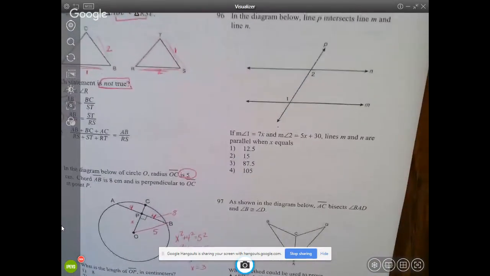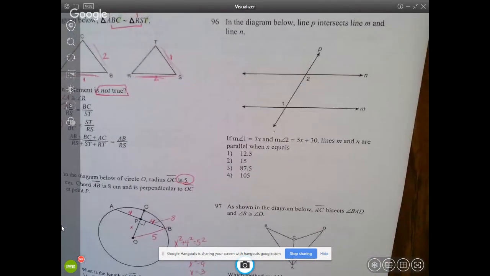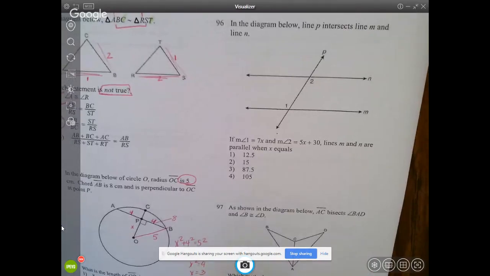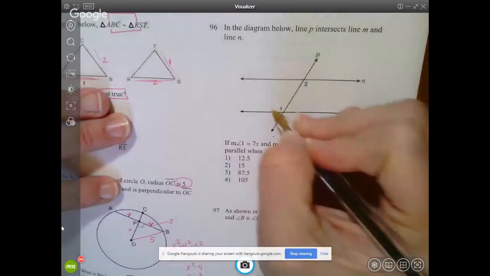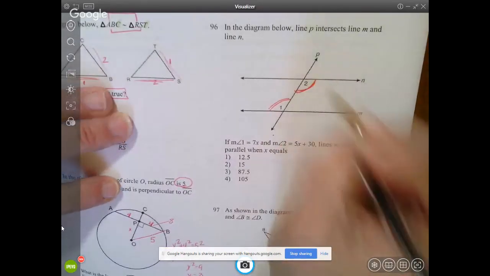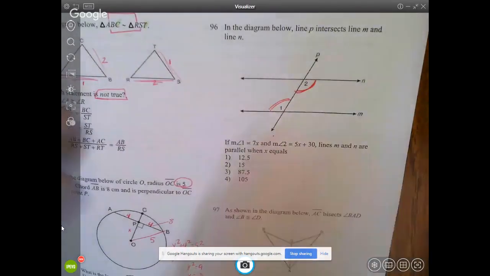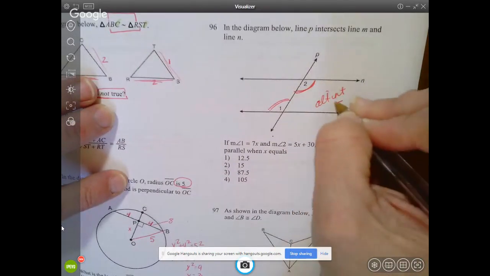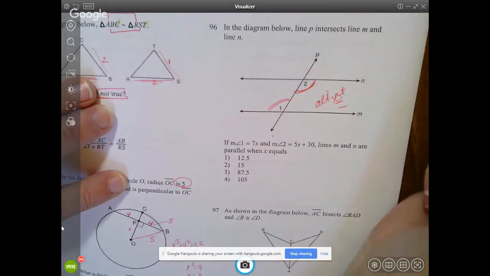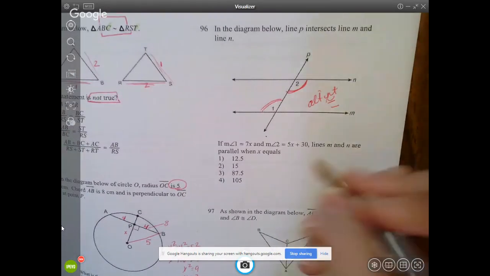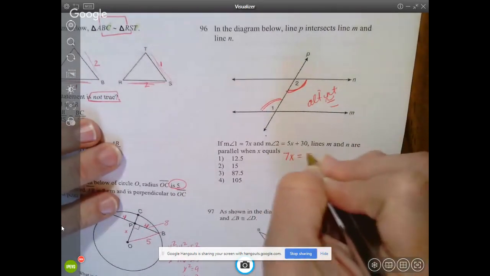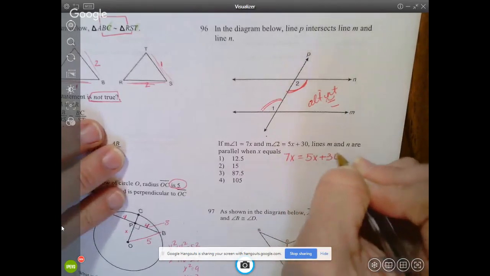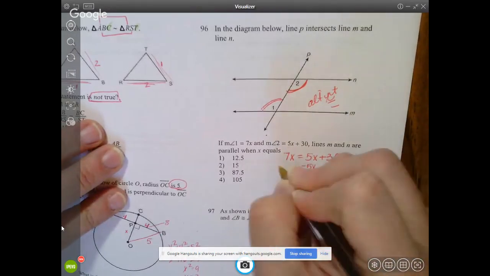Okay. In the diagram below, line P intersects line M and N. And then it says some information. And what do we know? Well, what type of angles are 1 and 2? Yep, alternate interior angles. Because they're alternate interior, that means they're congruent. That's a really ugly congruent sign. So because they're congruent, that means they're also equal. So we set them equal to each other.